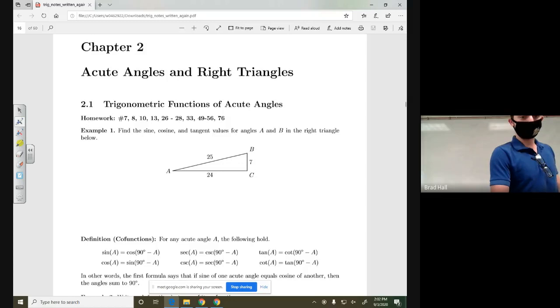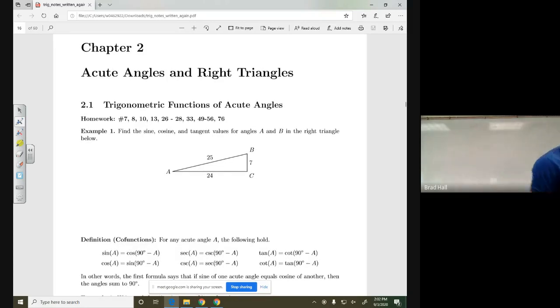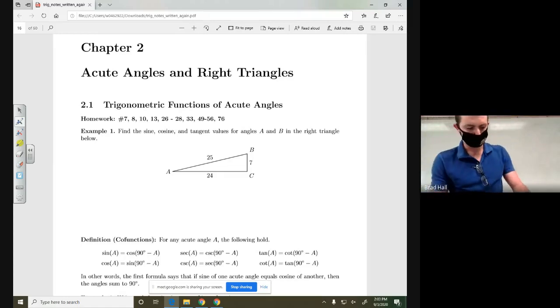Just getting rid of 13. Was it 13? Let me make sure. Pretty sure it was 13. Yeah, so I'm taking off 13. Just one less problem.